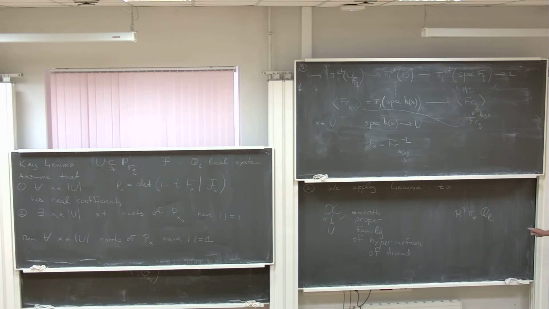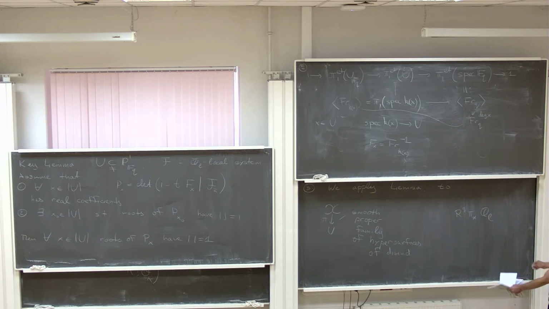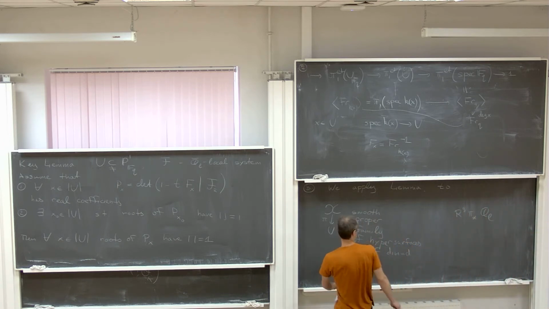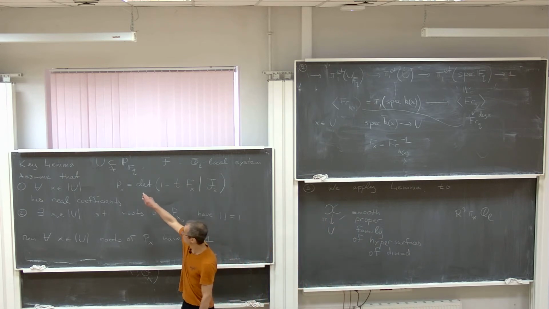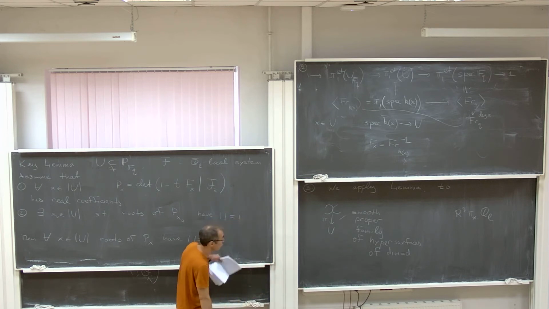Well, so this, as I explained last time, is a corollary of the weak Lefschetz theorem and the fact that the zeta function is a power series with rational coefficients. So this polynomial, this local system, satisfies the first condition, right? It has even rational coefficients, but it doesn't satisfy the second condition.